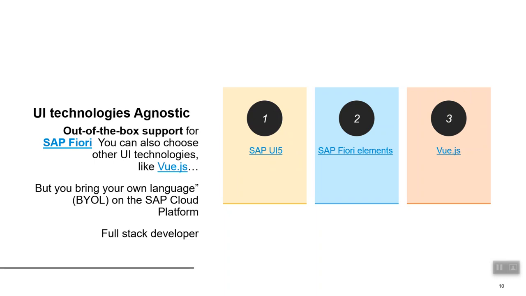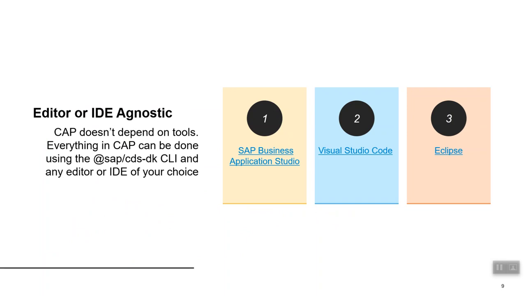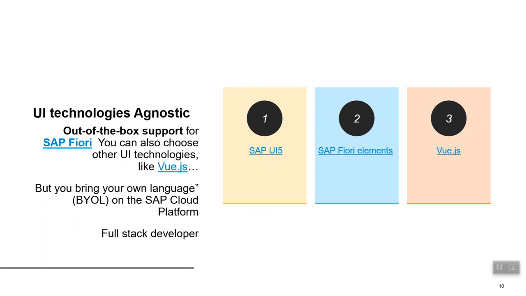Coming back to the front end, CAP is also UI technology agnostic. Out of the box, CAP supports SAP Fiori, but you can use whatever your favorite front end technology is, for example Vue.js, or you can also use SAP UI5. If you use SAP Fiori elements with the declarative approach only, you can develop a Fiori application without writing a lot of SAP UI5 code or custom code. As we now understand, it is IDE agnostic and UI technology agnostic, I mean front end agnostic.